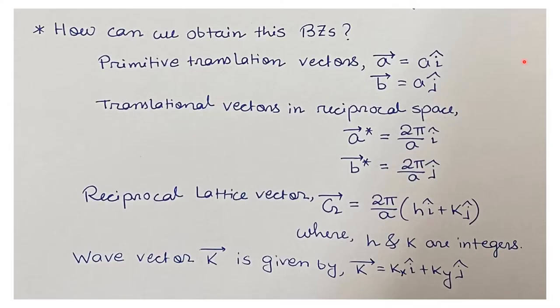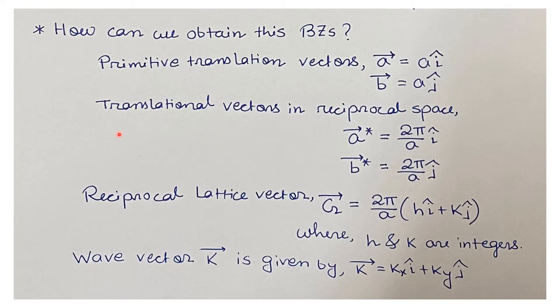In the previous slide, we have already seen the first and second Brillouin zone for the 2D square lattice having lattice constant a. Now we'll understand how we can construct the Brillouin zones and Brillouin zone boundaries from the mathematical equation. For this, we need primitive translation vectors for the 2D square lattice. Those are a vector equals to a i cap, that is along x cap direction, and b vector equals to a j cap along y cap direction.